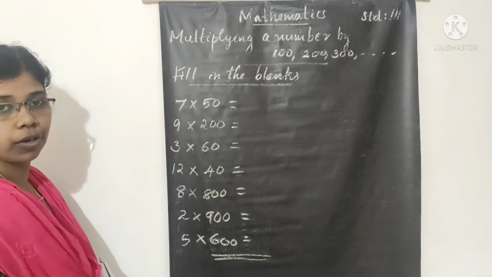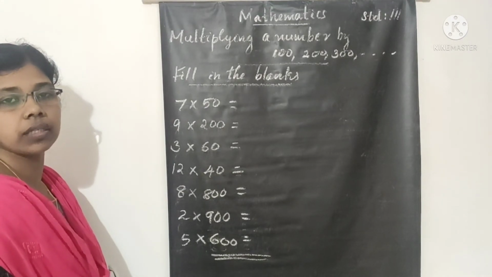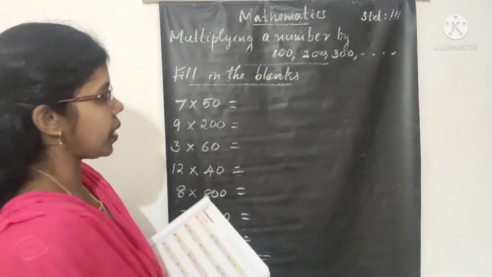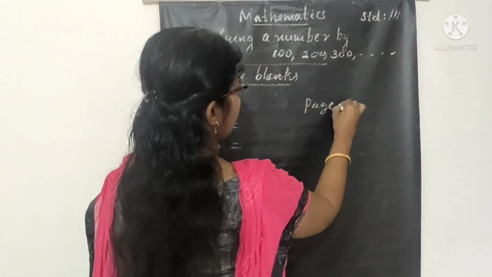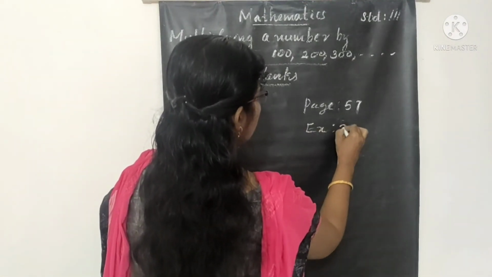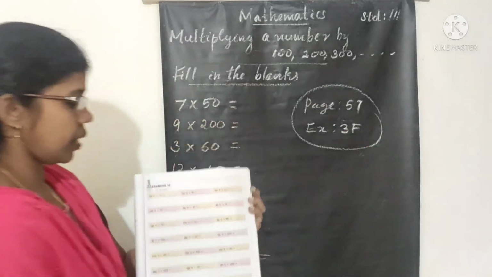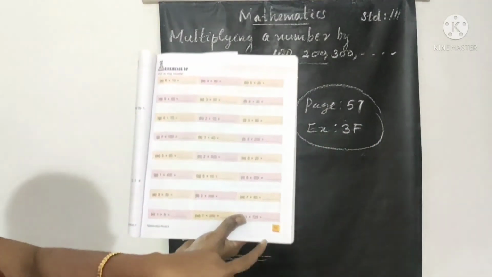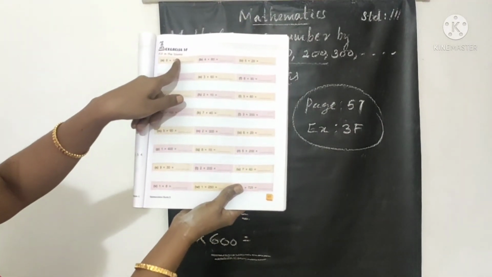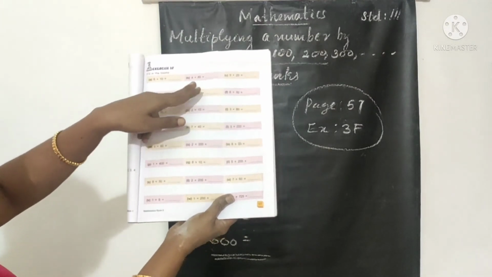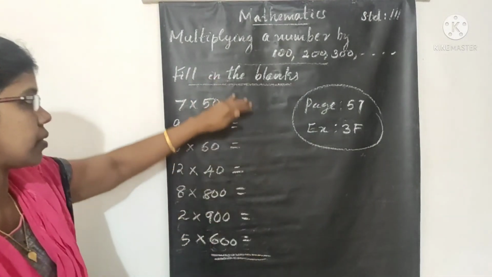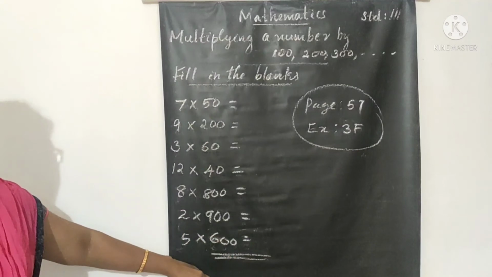If you understood how to multiply with numbers with the hundreds and tens, it is very simple. Another homework in your textbook, page number 57. Exercise 3F, all questions. Page number 57, Exercise 3F, fill in the blanks. Question 6 into 1, 4 into 8. Write those questions with answers in your textbook and notebook.